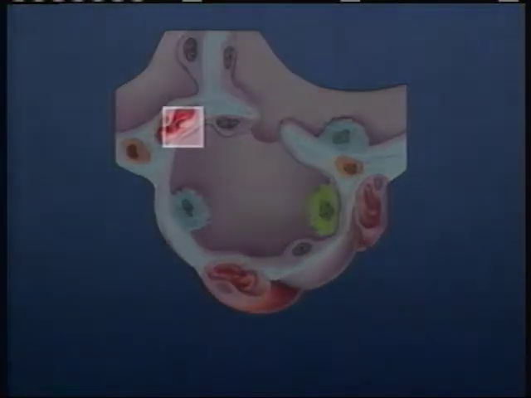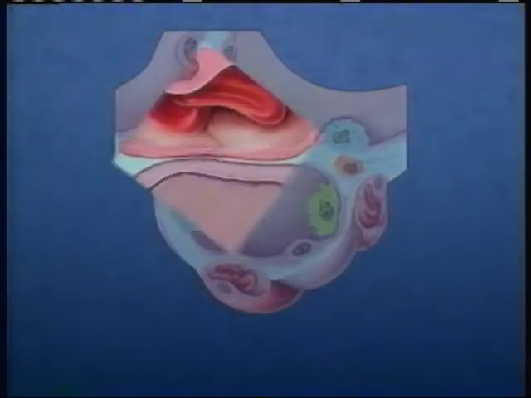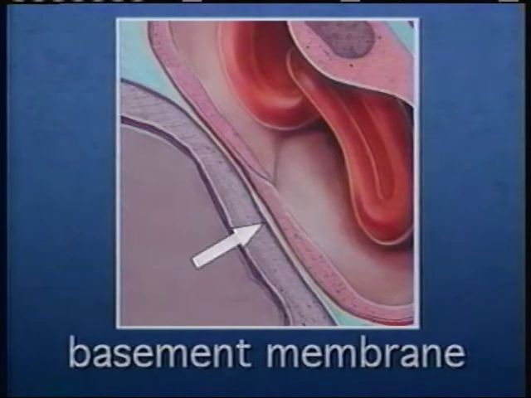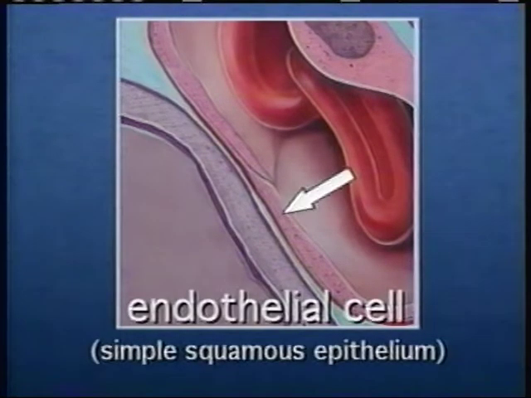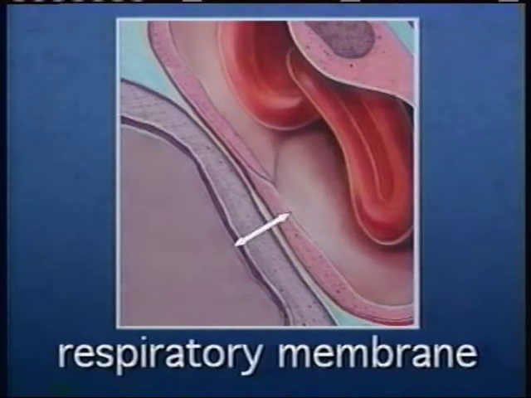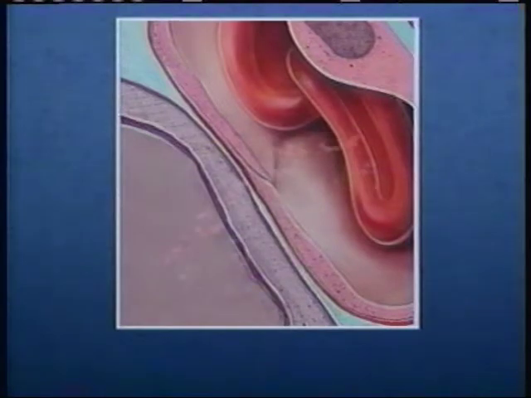The respiratory membrane is very thin, only about half a millimeter thick. The simple squamous epithelium of the alveolus and its basement membrane, together with the simple squamous epithelium of the capillary and its basement membrane, constitute the alveolar capillary respiratory membrane. This air-blood barrier separates the gas in the lungs from the blood circulating through the pulmonary capillaries. Exchange of respiratory gases occurs by simple diffusion.